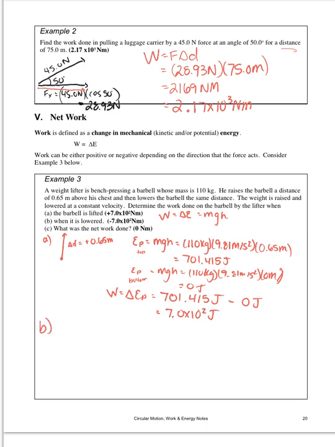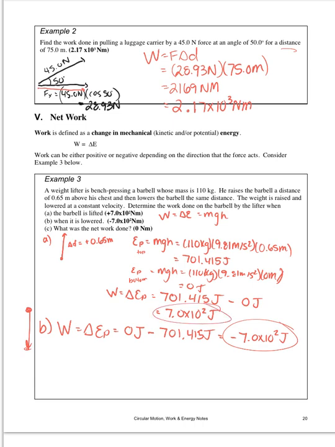For B, when it's lowered, we're just going to do the opposite. So work is still equal to the change in potential energy. So when it's lowered, it starts at the top and ends at the bottom. So our energy at the bottom is 0 joules. Take away the energy at the top, and we get negative 7.0 times 10 to the 2 joules.